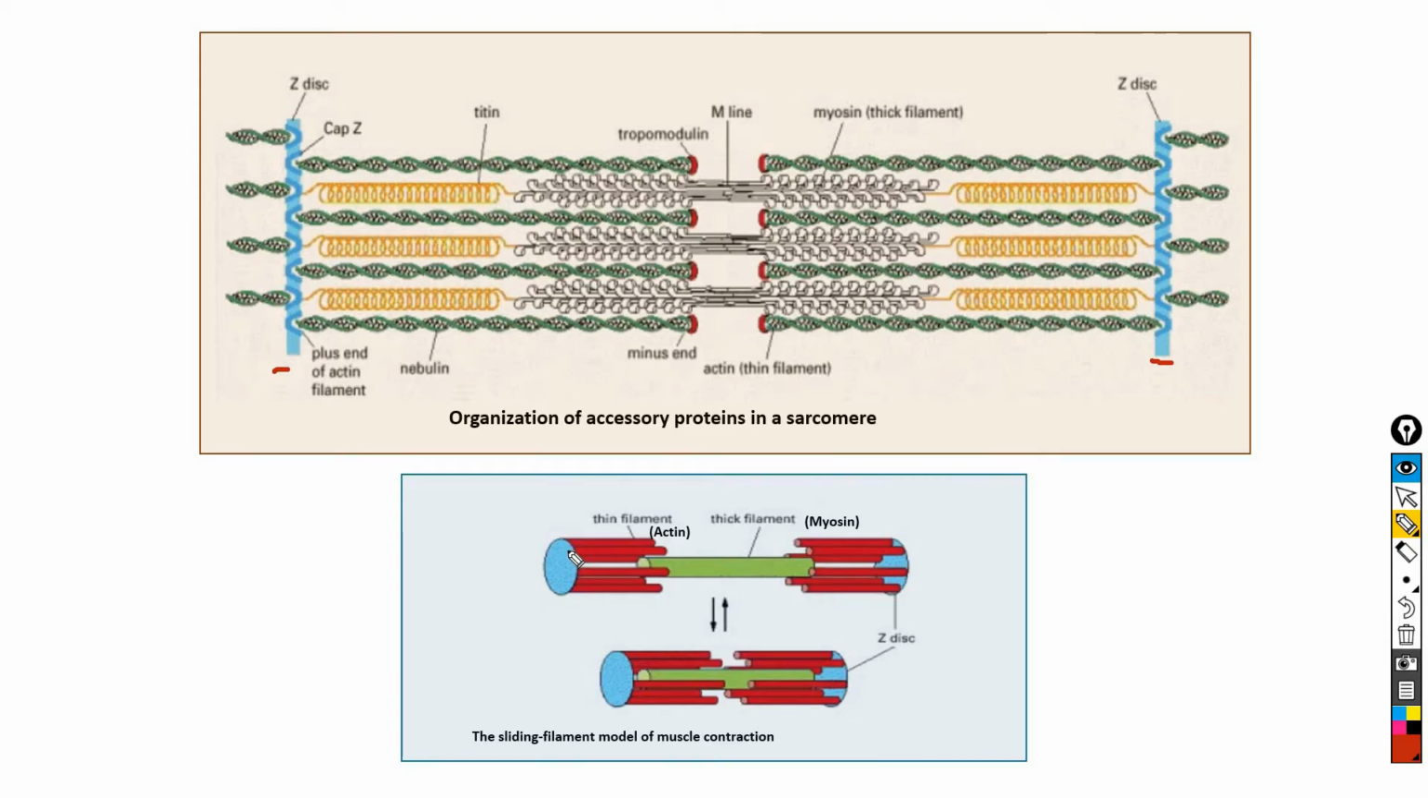So according to the sliding filament model of muscle contraction, the actin and myosin in a sarcomere slide past one another. And the sarcomere shortening is caused by the myosin filament sliding past the actin thin filaments with no changes in the length of either thick filaments or thin filaments.